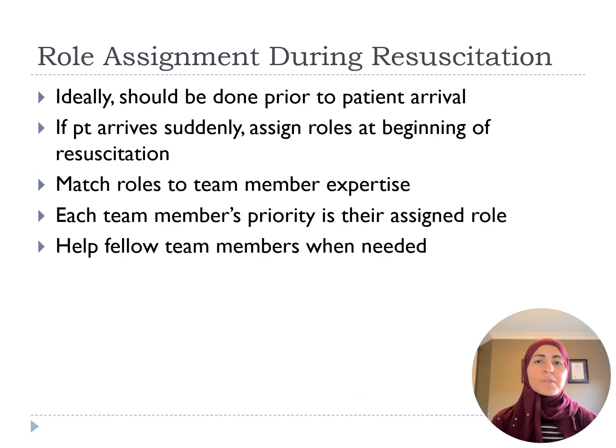When should we assign roles to team members? Ideally, this should occur prior to the arrival of the patient, but this is only possible if you have advance notice of the patient's arrival. When the patient arrives suddenly or a patient already in the department deteriorates, becoming critically ill, the team should take the time to assign roles to prevent confusion during the resuscitation and allow for the smoother functioning of the team.